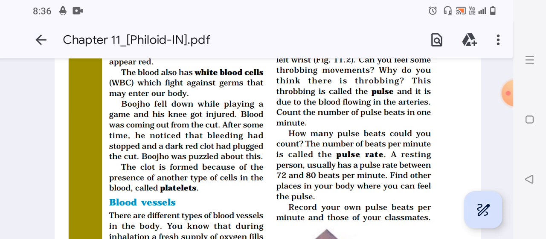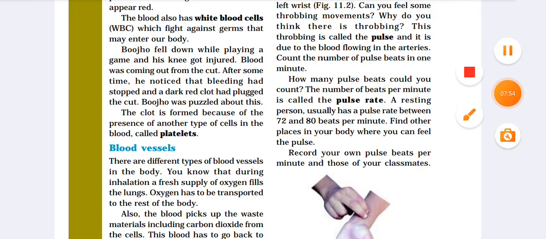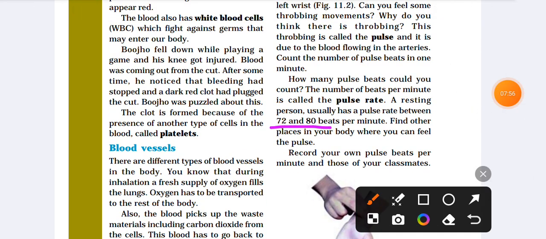But how is heartbeat different from pulse rate? Pulse rate is the flow in the arteries, and heartbeat is the continuous pumping of the heart, or the continuous contraction and relaxation of heart muscles. The number of pulses per minute is called the pulse rate. Usually, a person in resting position has 78 to 80 beats per minute.